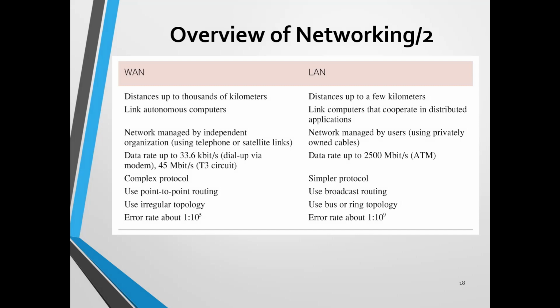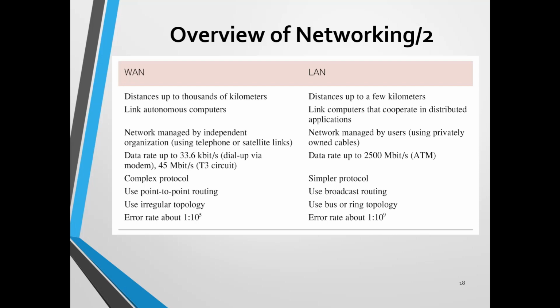It links autonomous computers, networks managed by independent organizations, data rate up to 33.6 kbits. We have complex protocols, use point-to-point routing, use irregular topology, and an error rate of 1 in 10^5.